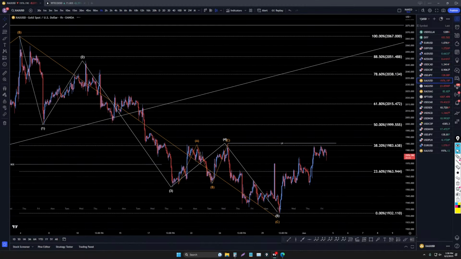Silver is almost exactly the same, so let me check, see if we got any comments here.